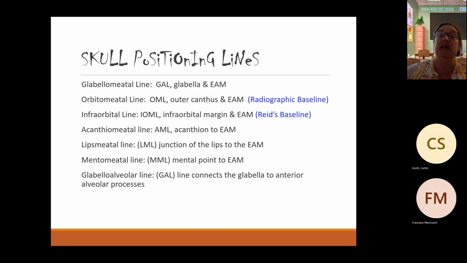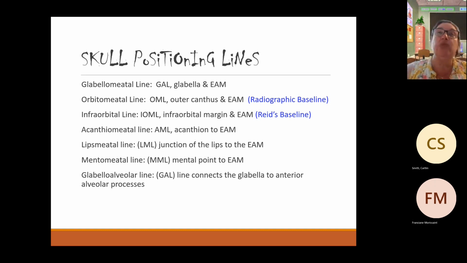So here are your skull positioning lines. We have the glabellomeatal line, the orbitomeatal line, infraorbital meatal line, acanthomeatal line. All these lines are from one part that we learned about, such as the orbitomeatal line, which is from the outer canthus, and that's where your eyelids meet, to the EAM. So we draw a line from the outer canthus to the EAM. The glabellomeatal line, we draw a line from the glabella to the EAM, and so forth.